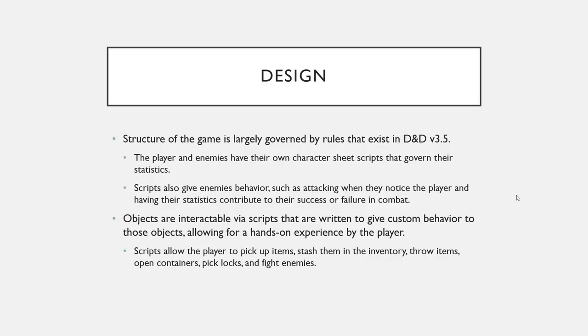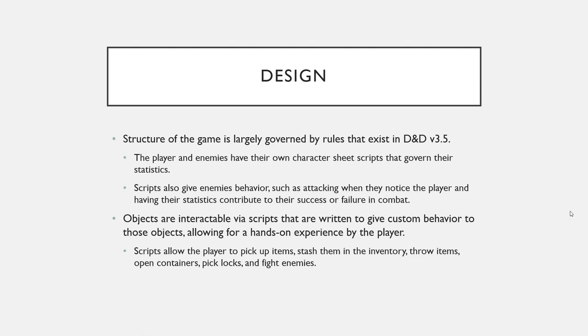The underlying rules of the game are largely dictated by rules in version 3.5 of Dungeons & Dragons. The player and enemies each have their own character sheet scripts that provide them with their statistics, such as strength, dexterity, as well as their health points. Scripts also give enemies their behavior, such as attacking once noticing the player and having their physical stats contribute to how successful they are in fighting the player.